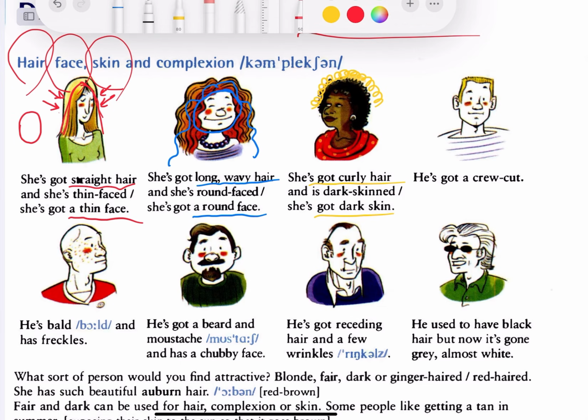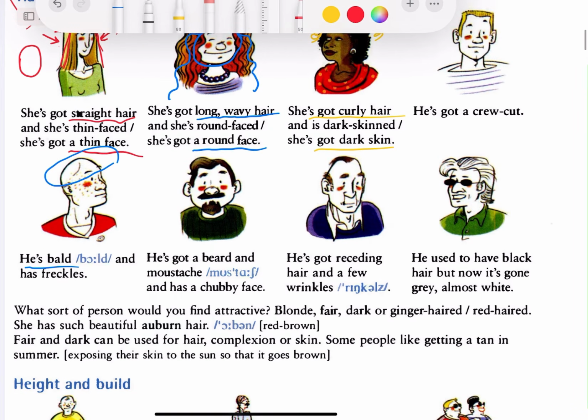The next photo. This person doesn't have hair, so we say he's bald. This word is sensitive, so we should use it very carefully. Okay, just learn it, but don't use it a lot. Bald is a person who doesn't have hair.